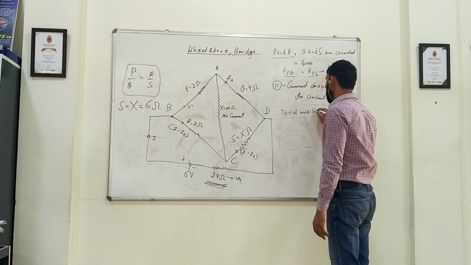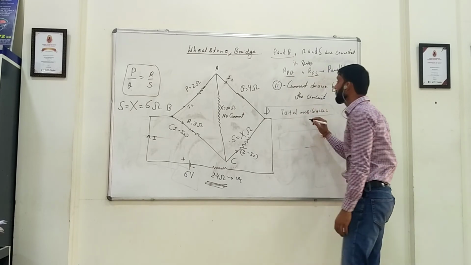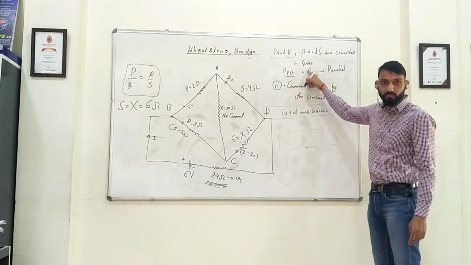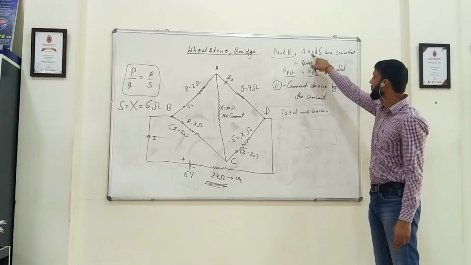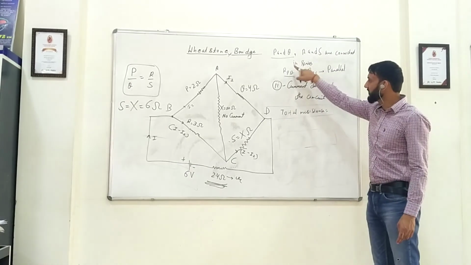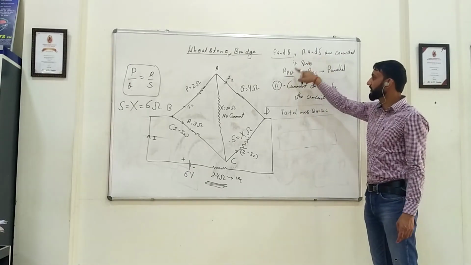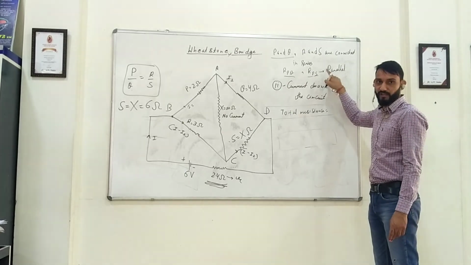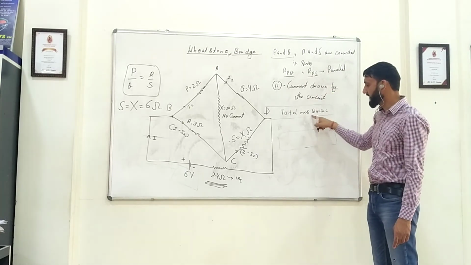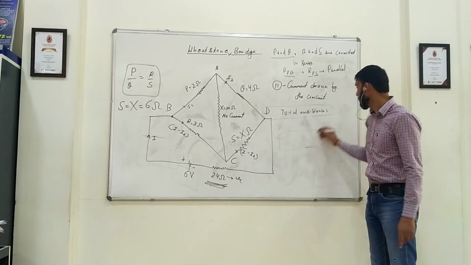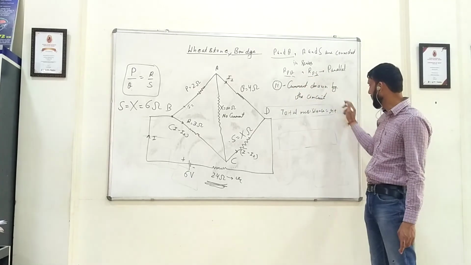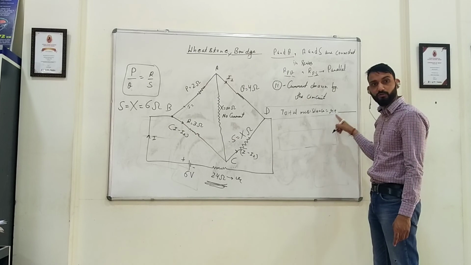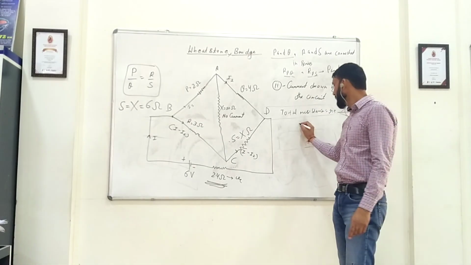So the total resistance will be the parallel combination of these two, where each is a series combination. Whatever comes, that will be added to this r. So r plus the combination of these two in parallel, right? So that will come here. So the total resistance is this.